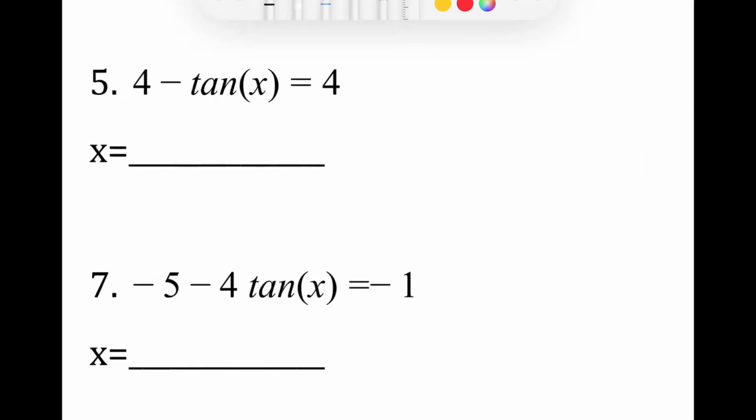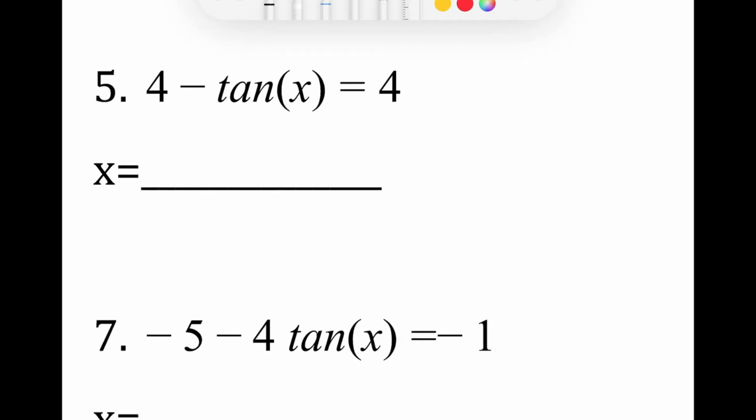So for number 5, we get into having to do more than just taking the inverse of the trig function. So we want to first take care of everything else before we do the inverse of the trig function. So we've got to get rid of the 4. We've got to get rid of the negative sign as well. So to get rid of the positive 4, we're going to subtract 4 from both sides.